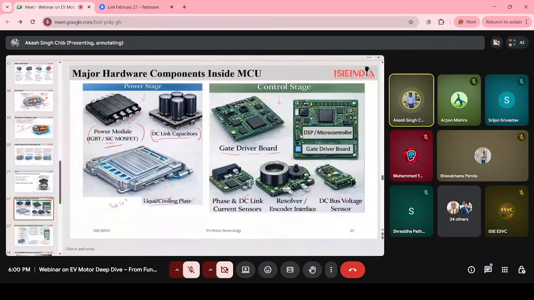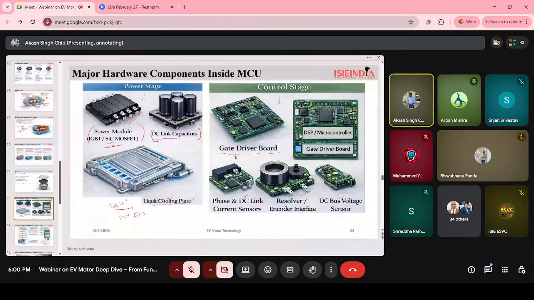Power devices generate high heat. So the liquid cooling plate is used to cool that part. In the controller we use heat fins to reduce the heat. That is our liquid cooling plate. It reduces the heat which is getting generated inside this MCU component.